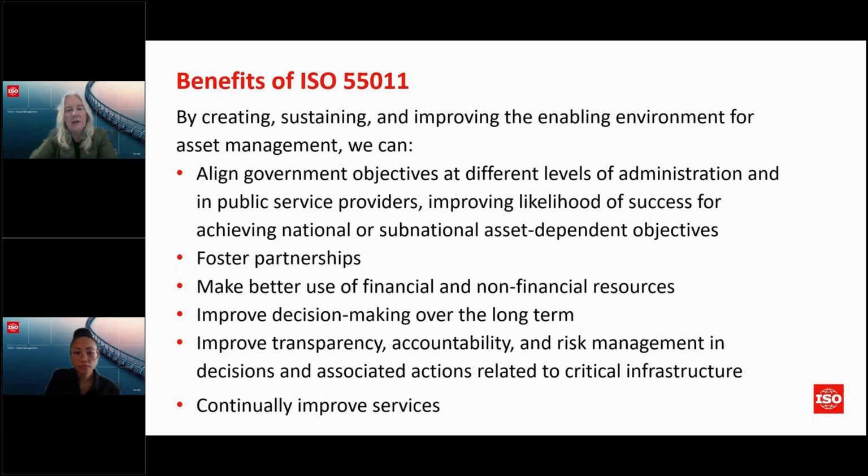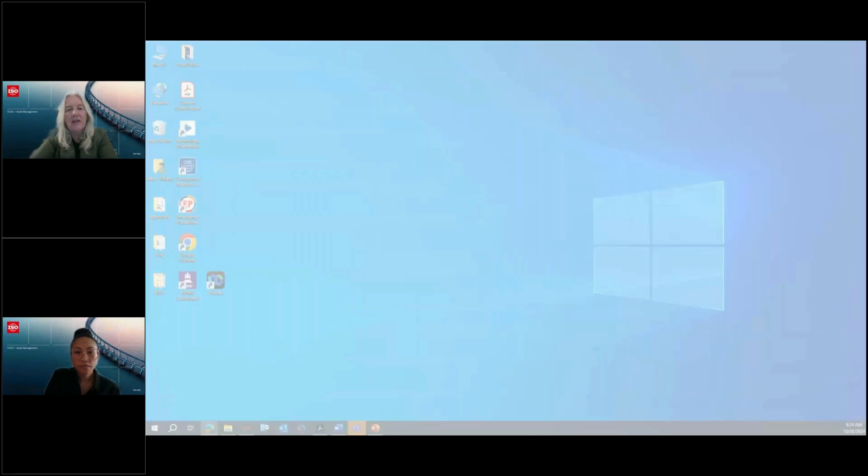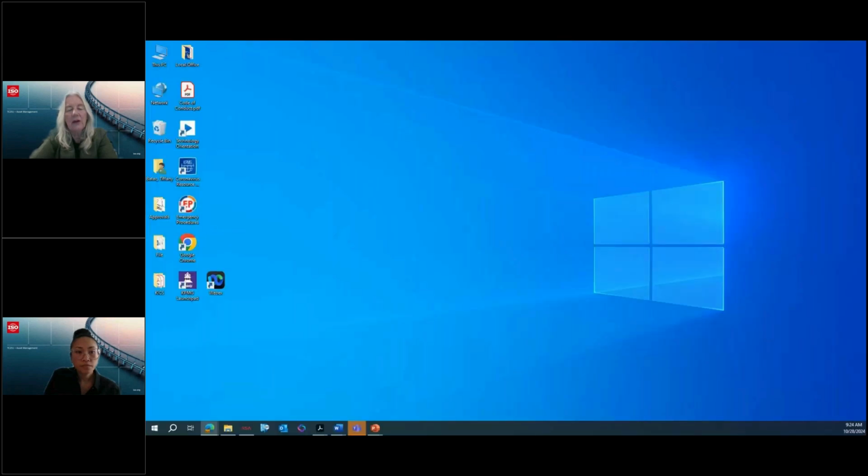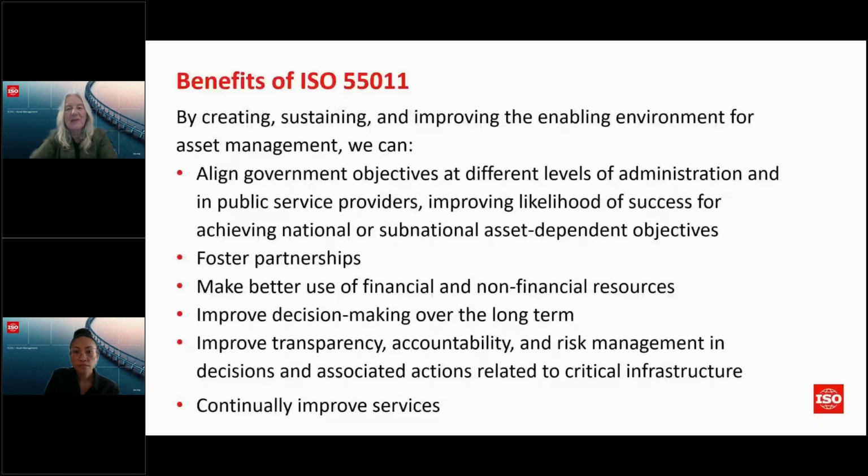We also suggest that ISO 5511 and the work of making better use of financial and non-financial resources is exemplified in this. We're also looking at the long term and improving decision making over that long term. We're also suggesting that there will be an improvement in transparency, accountability, and better risk management in those decisions and associated actions, particularly in regard to critical infrastructure.